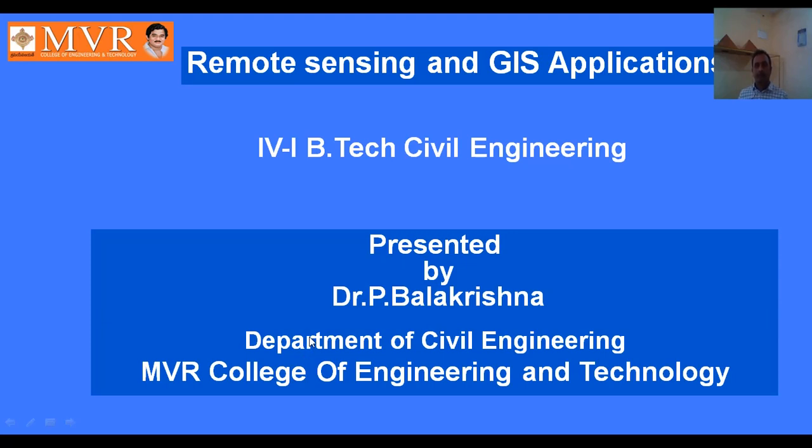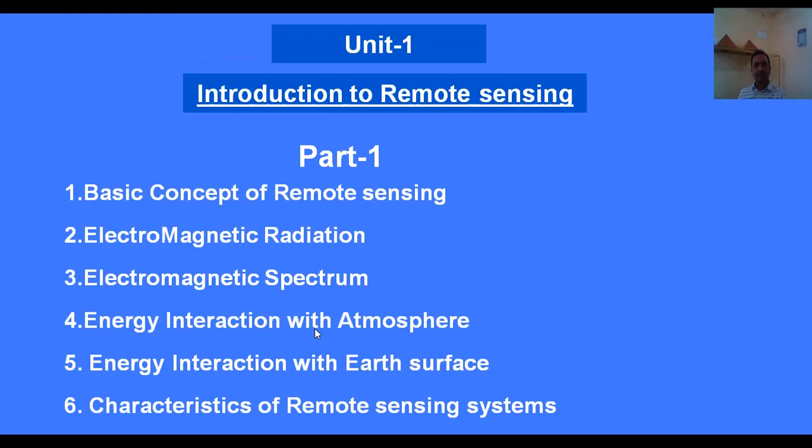Welcome back to the 6th lecture on remote sensing and GIS applications for final year first semester BTech Civil Engineering students. Till now we discussed the concepts of remote sensing, electromagnetic radiation, electromagnetic spectrum, energy interaction with the atmosphere and energy interaction with the earth surface, and characteristics of remote sensing systems.